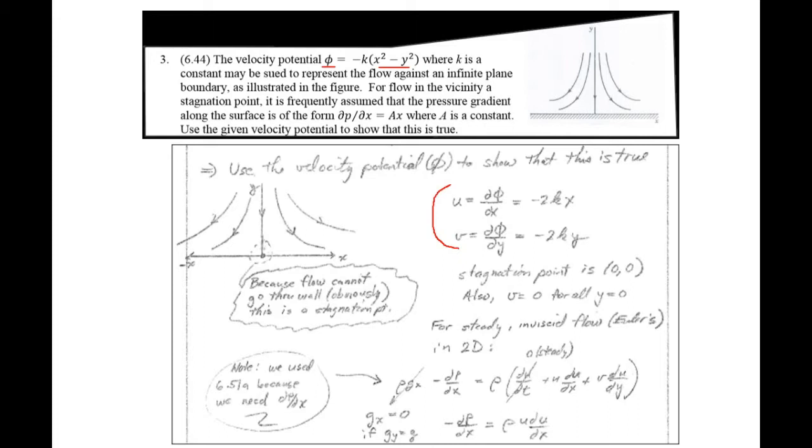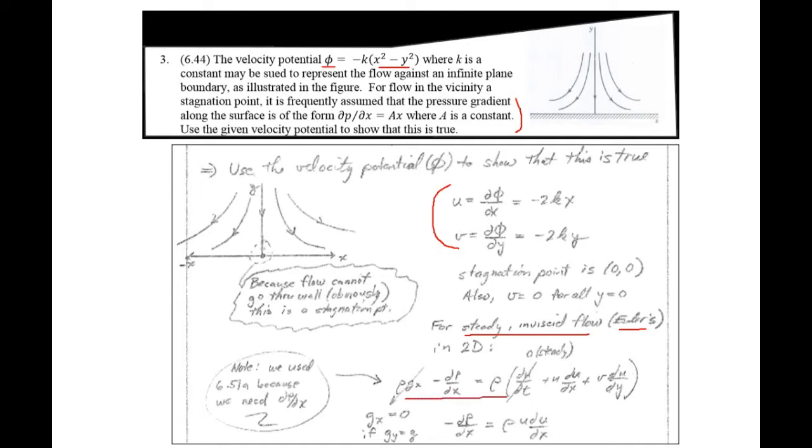But the harder part really is to go back to Euler's, because you're asked to show this issue up here. So we need to take steady inviscid flow, which is what you need in order to even have a velocity potential. You can't have it if you don't have steady inviscid flow. That's Euler's equation in 2D. Got x and y components.